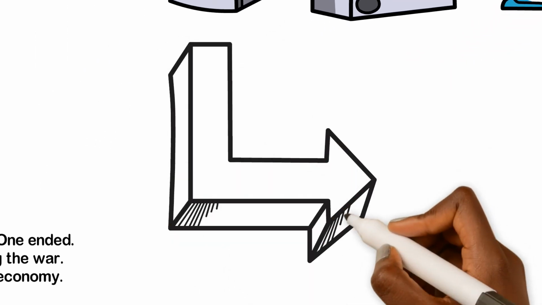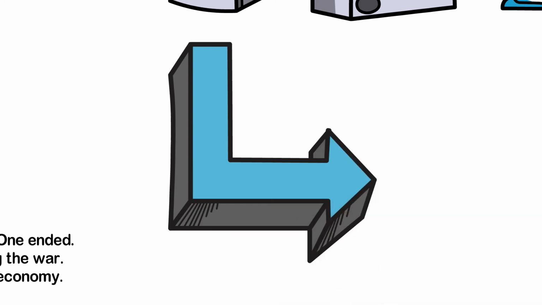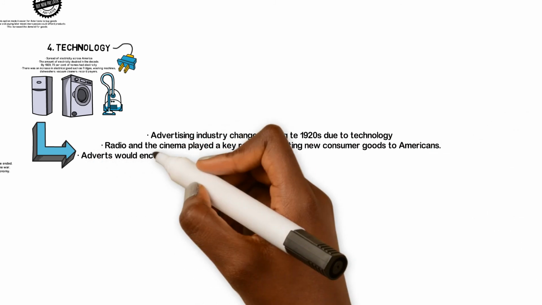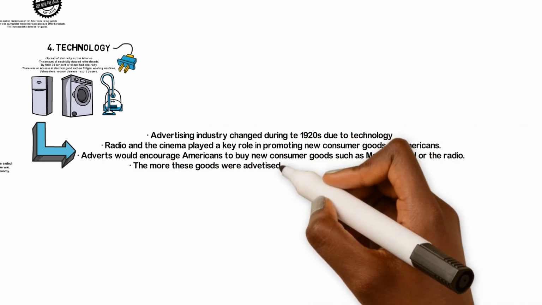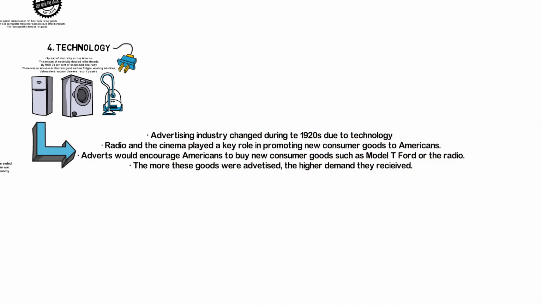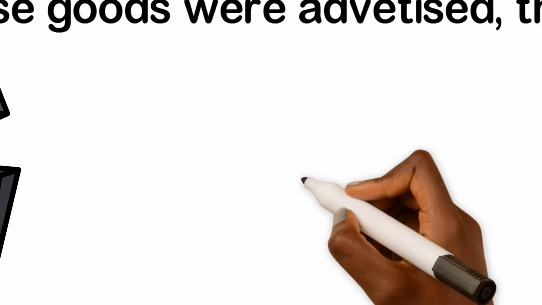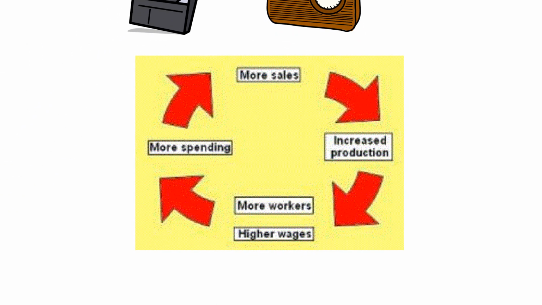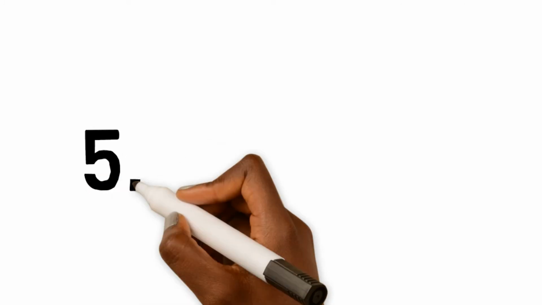Key feature of the 1920s was advertising, as it took over people's lives. Advertising could be seen on billboards, magazines, newspapers, shop windows, and cinemas. Advertising also used the cinema as well as the radio. The more these goods were advertised, the higher the demand they received, which links in to this idea of the cycle of prosperity, which you will see. Increased demand meant more workers were needed, more Americans receiving wages, more spending, more sales.